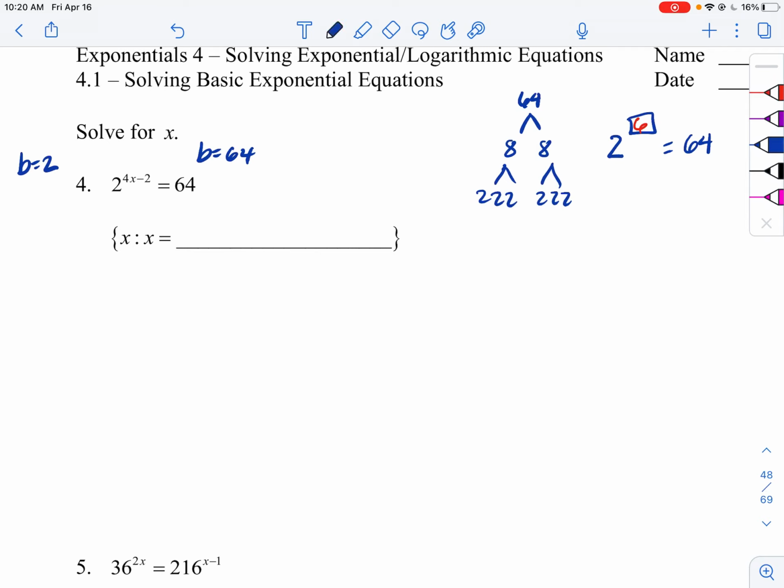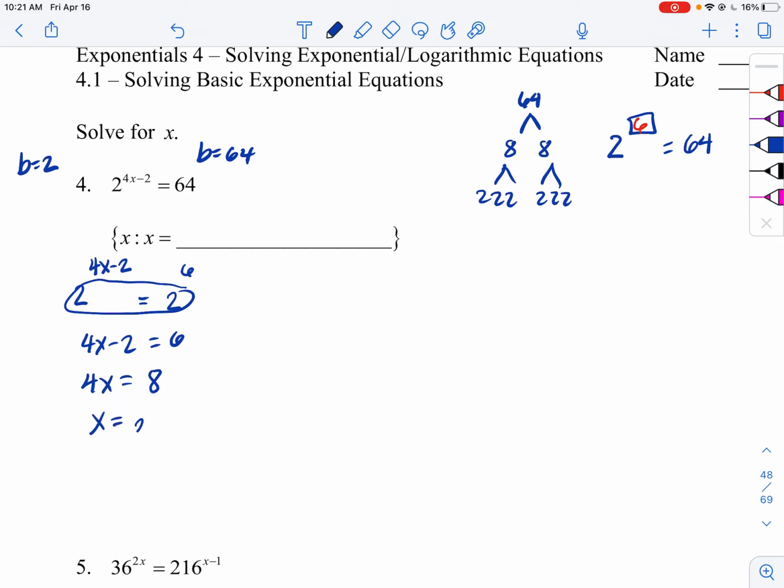So we can now rewrite this as 2. Please take note of how I'm writing it very carefully. 4x minus 2 equals 2 to the power of 6. I did not really change the problem. I just rewrote 64 into an exponential form so that the bases are equal to each other. And now that the bases are equal, I can bring down my exponent and just focus on that. So I'm going to add 2 on both sides. That's 4x equals 6 plus 2, which is 8.